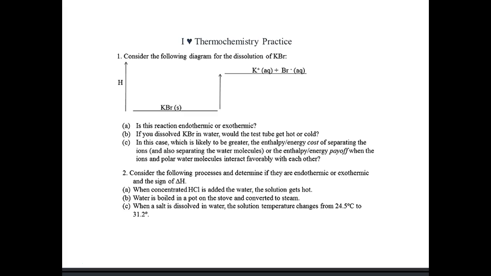So remember, for an endothermic reaction, heat has to go into that reaction because it needs more enthalpy to go from the reactants to the products.